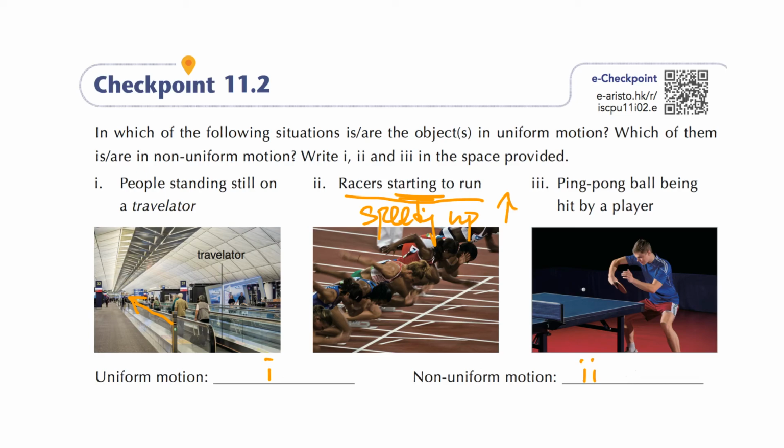And the ping pong ball is the same as table tennis, or the same as tennis, just as we've mentioned. The ball goes in this direction, and after being hit by the racket, it goes in the other direction. So number 3 is also an example of non-uniform motion.